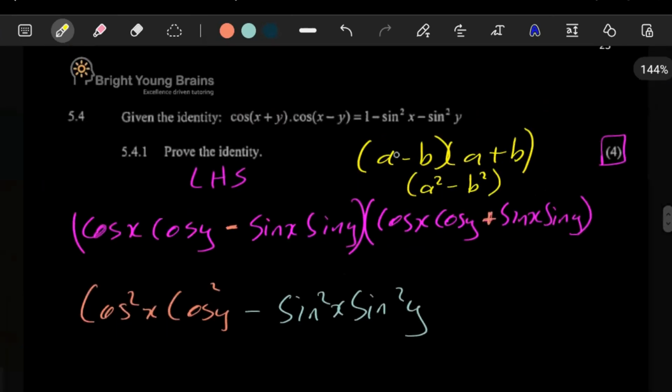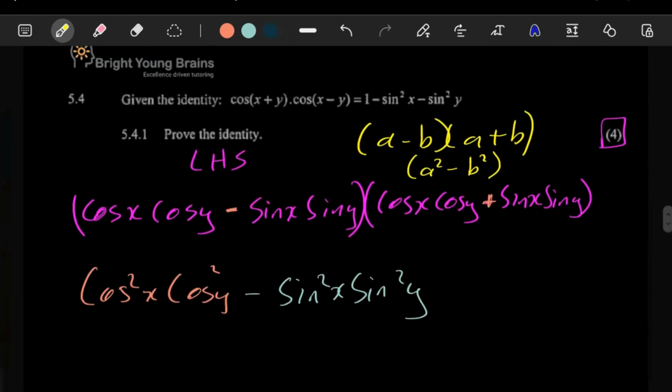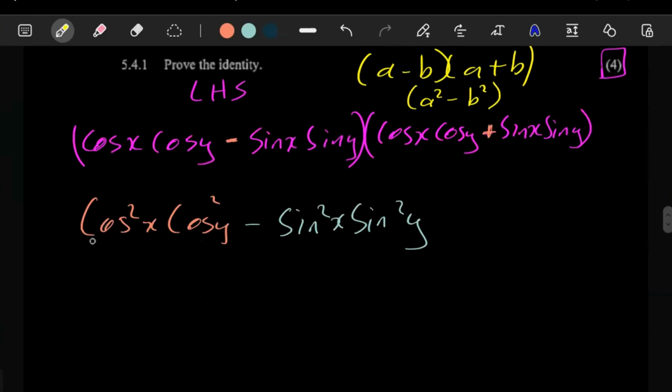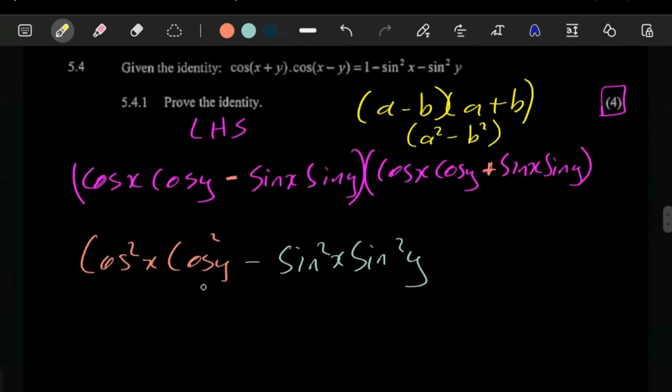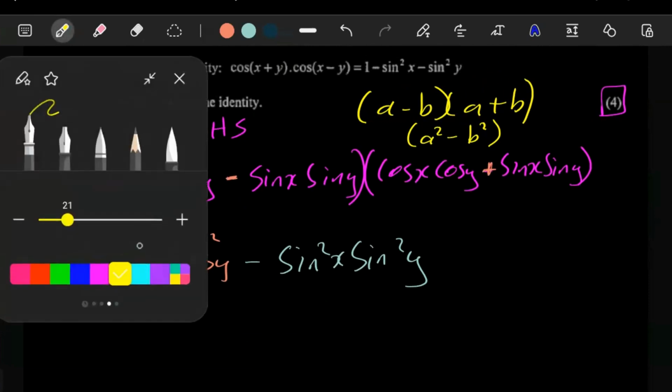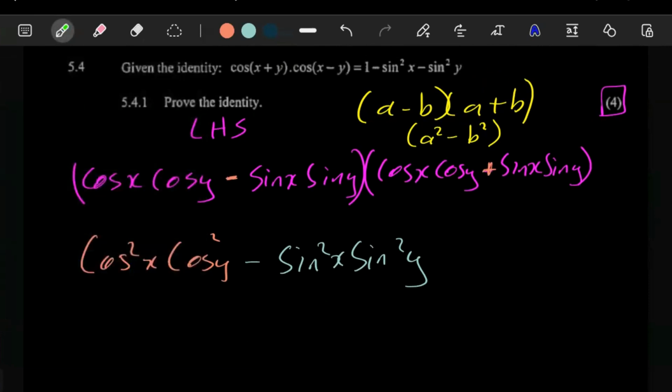Judging from where we're going, we need to end up with a 1 somewhere. Ending up with a 1, we may be thinking we need like terms, things that look similar. So there's already a sine squared y here, so let's leave that. This we can maybe change to cos squared x. And then what? The cos y needs to go. Well, I'm thinking of a way of taking out something common, but it's just not happening.